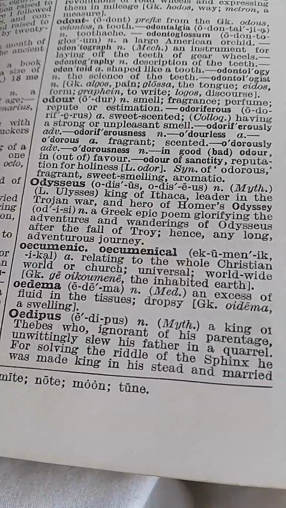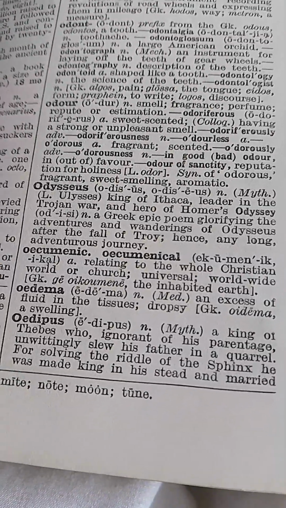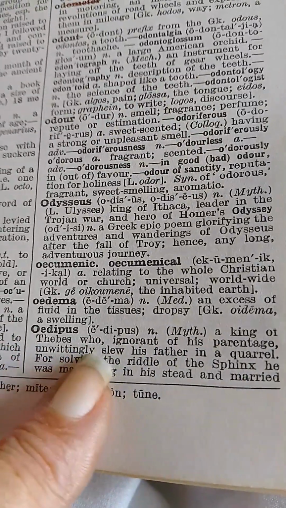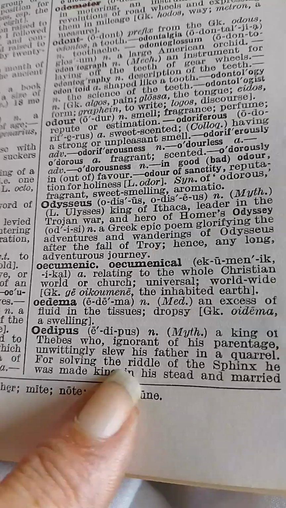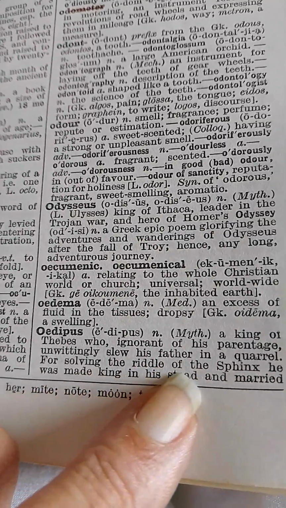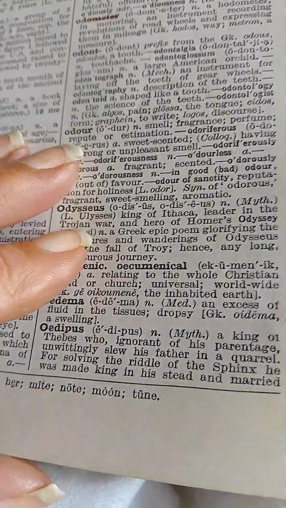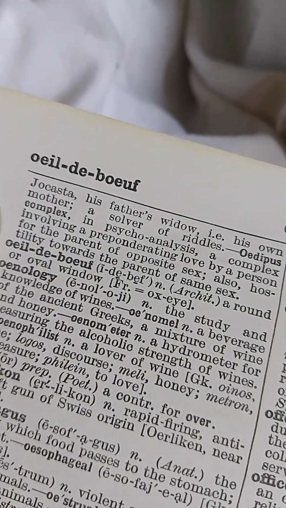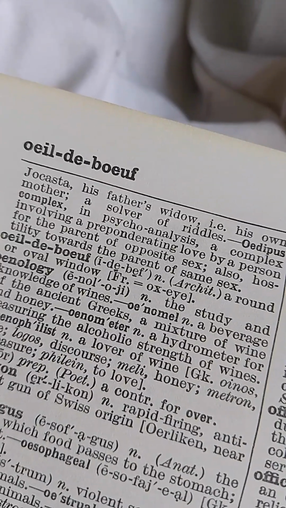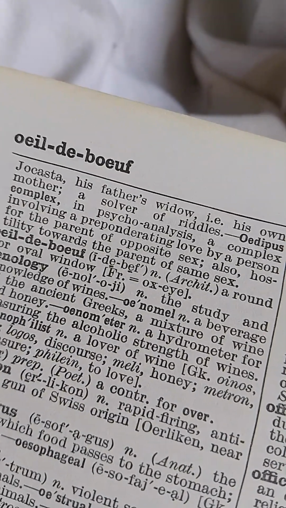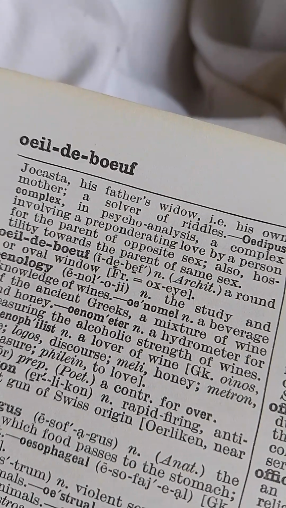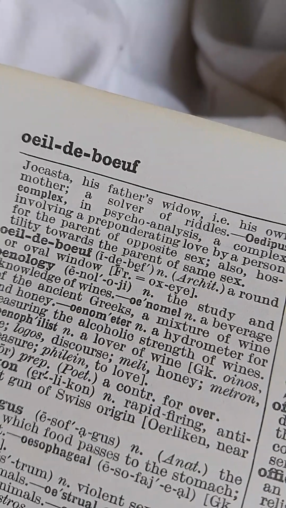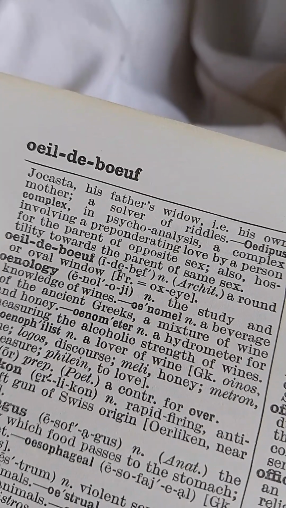Right, because it's going back all the way to the Sphinx here now, the riddle of the Sphinx. So Oedipus, myth, a king of Thebes, who, ignorant of his parentage, unwittingly slew his father in a quarrel. For solving the riddle of the Sphinx, he was made king in his stead, and married Jocasta, his father's widow. Oh, his own mother, a solver of riddles, so he married his own mother. Oedipus complex, a psychoanalysis, a complex involving a preponderating love by a person for the parent of opposite sex, also hostility towards the parent of same sex.